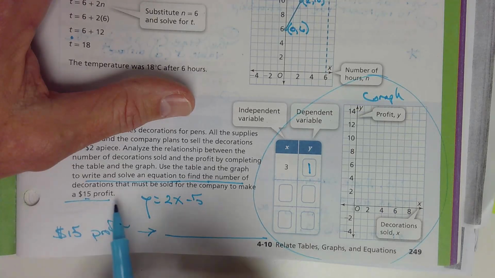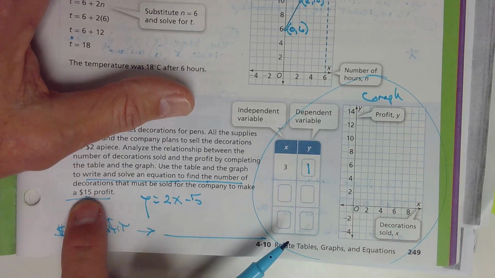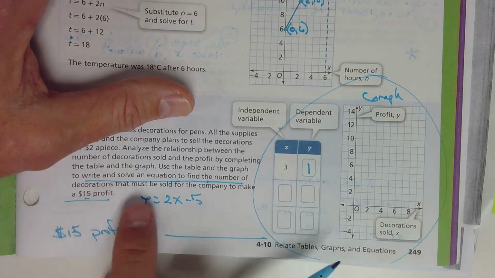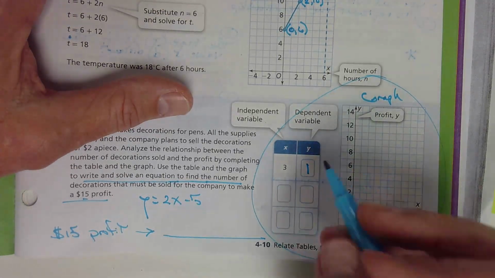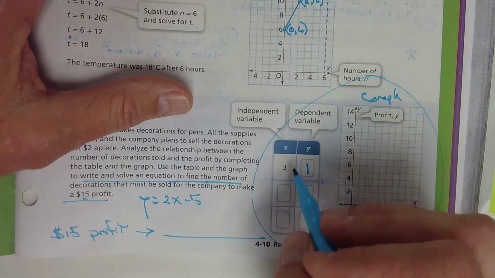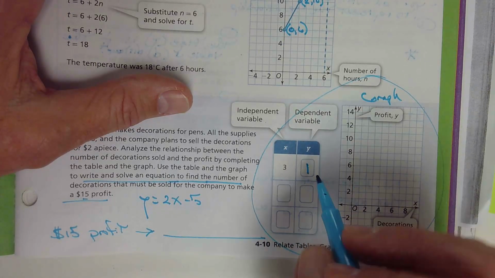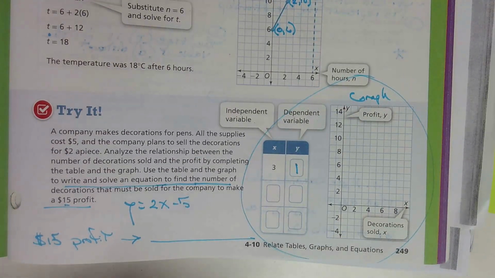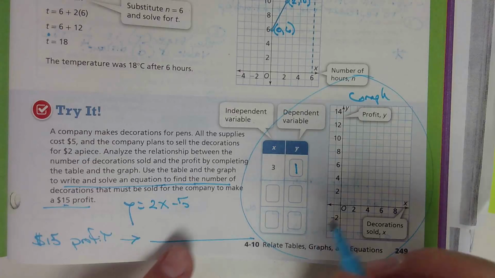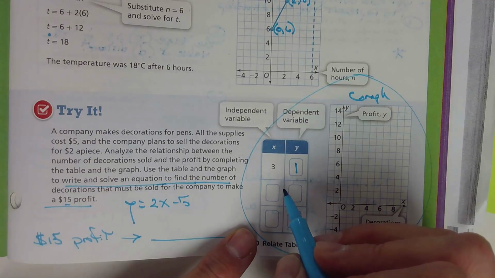When y is 15, because we're looking for a $15 profit, what would the x value be? Now, one way you could do it is, that might confuse you. I was going to say you could plug in 15 in place of y and kind of work backwards. But you could plug in some values for x and see what you get.